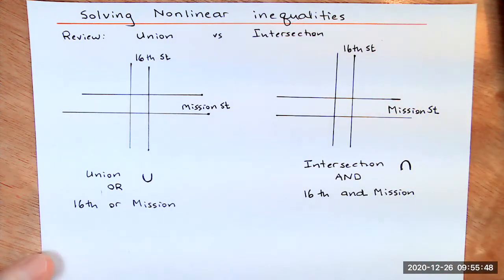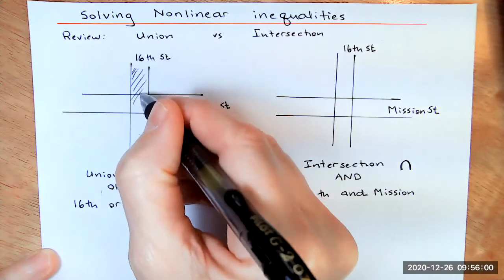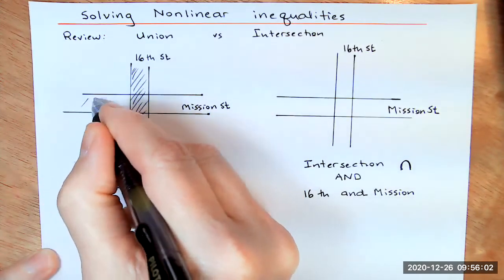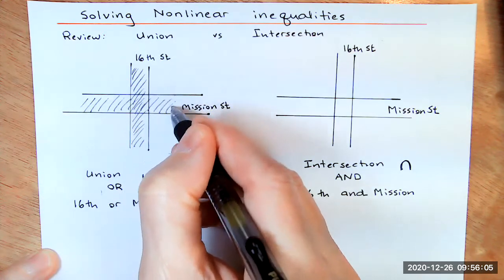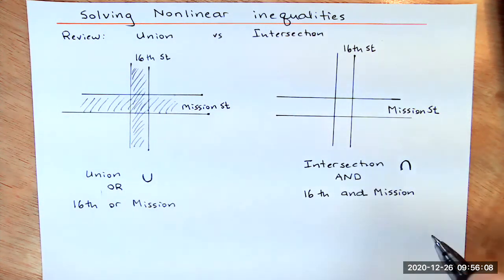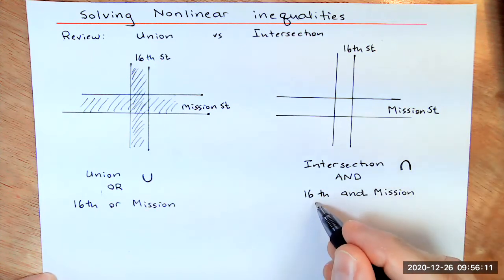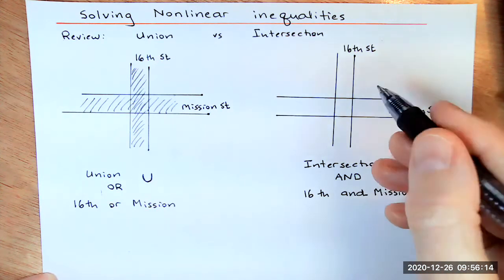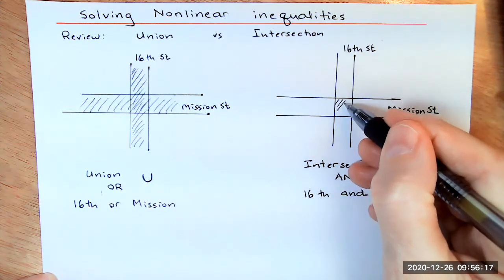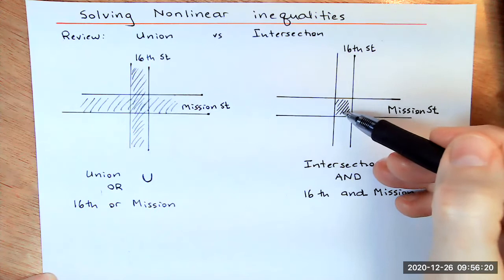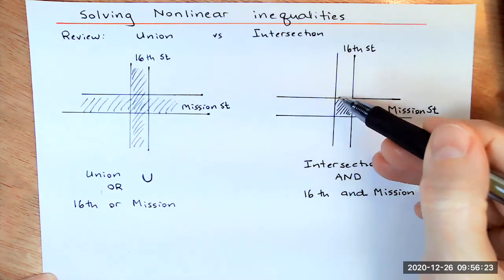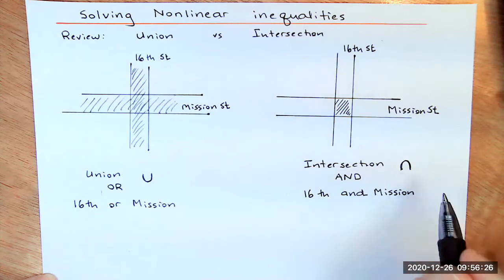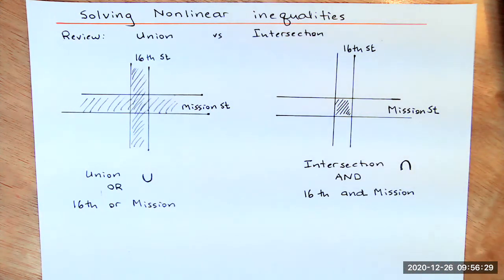All right, so if you're meeting a friend downtown and they tell you that they're either on 16th Street or on Mission Street, that means they could be anywhere on 16th Street or anywhere on Mission Street. If they tell you they're at the intersection of 16th and Mission, they're only on the parts that overlap because they have to be on 16th and on Mission Street at the same time. So that's what intersection means. All right, let's do a problem.